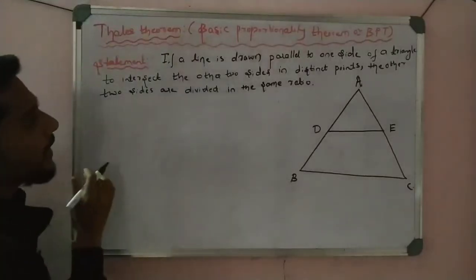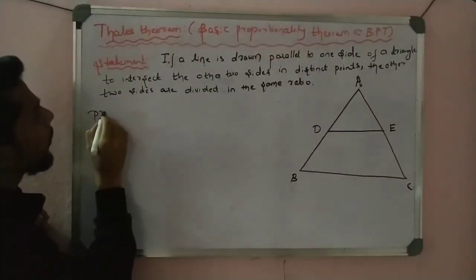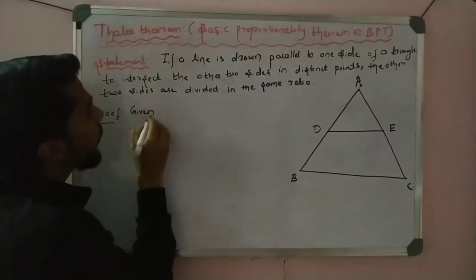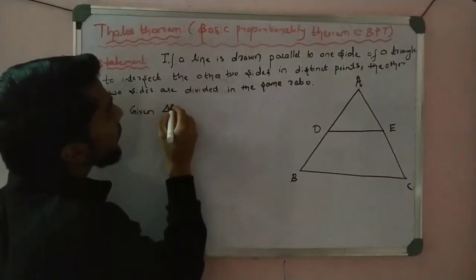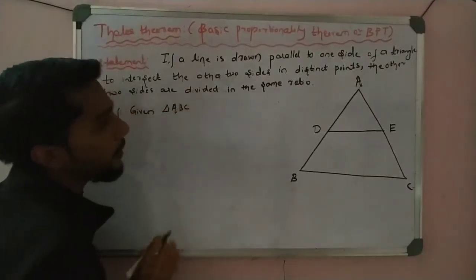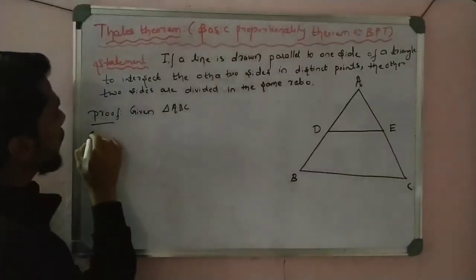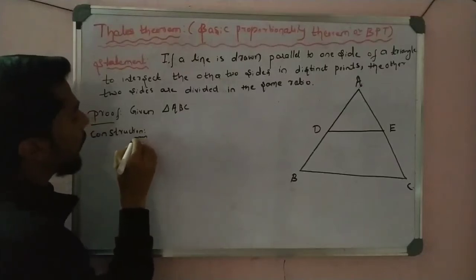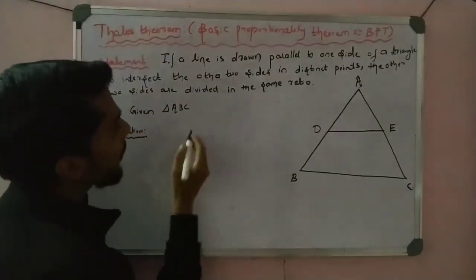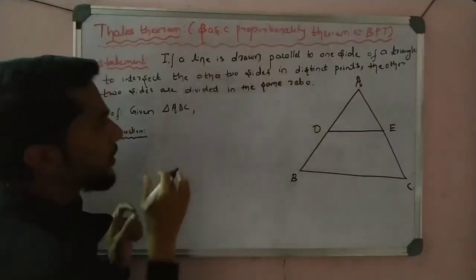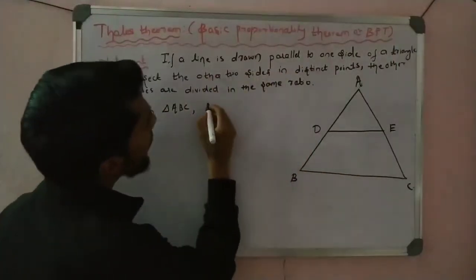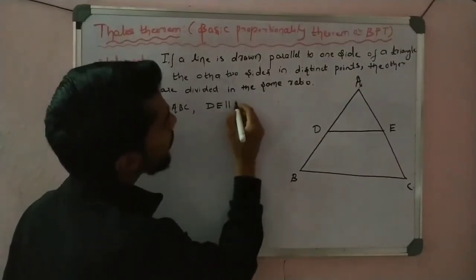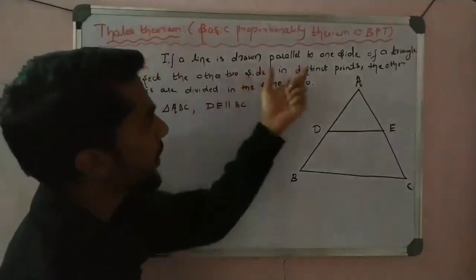So I take the proof here. First, given: triangle ABC is given. Next, construction. We construct something here. What is construction? I also write in the construction note to draw DE; I take it in the given. DE is parallel to BC. That is also given in the statement.